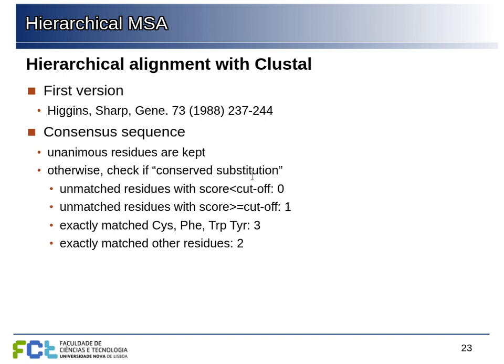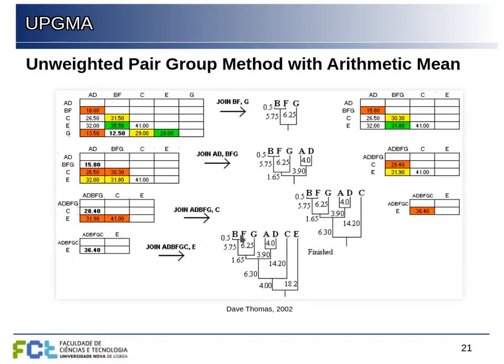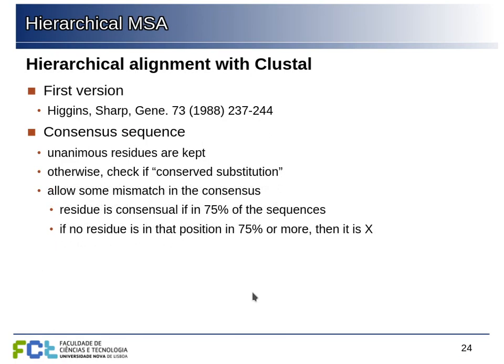But in any case, the idea is always to draw from a multiple sequence alignment that is being generated. For example, at this stage, it could be the alignment of B, F, and G. We would draw from here one consensus sequence, another consensus sequence from the alignment of A and D, and to join these two, we would align the two consensus sequences and use that as a map to bring together this multiple sequence alignment and this one. So this is this first version of Clustal.